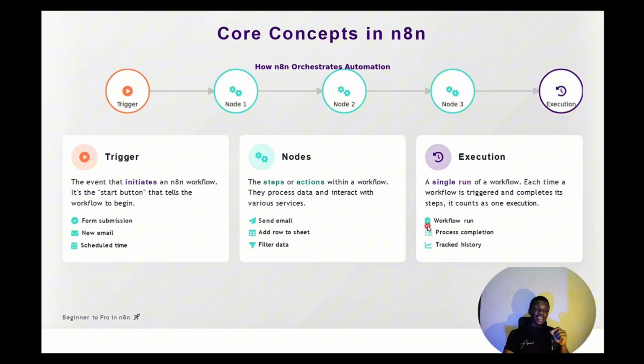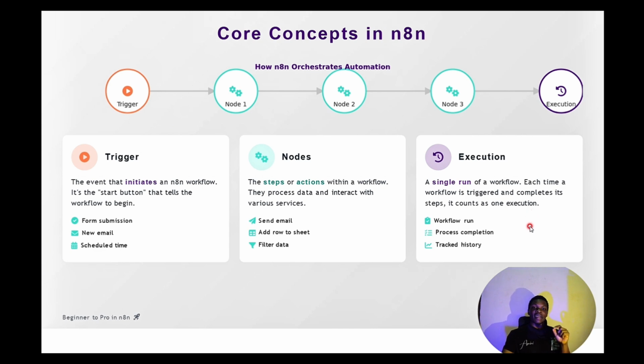So what are nodes? Nodes are the steps or actions within a workflow. They process data and interact with various services. We have different nodes for different operations, like the send email node, the add row to sheet node, the Gmail node, and the OpenAI node. Basically, there are a lot of nodes for a particular action.